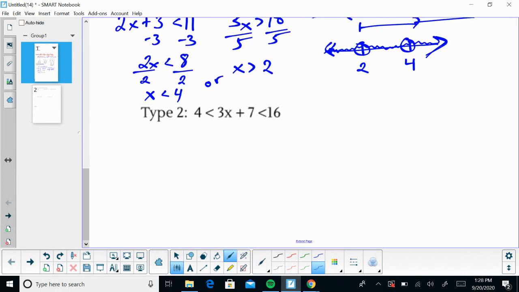The second type is an and. This is just a fancy way to write an and. To figure out how you could write this, we're going to first ignore what's over here. So our first inequality is 4 is less than 3x plus 7. Now we're going to do that same thing, except this time we'll ignore our first inequality sign, and we would have 3x plus 7 is less than 16.